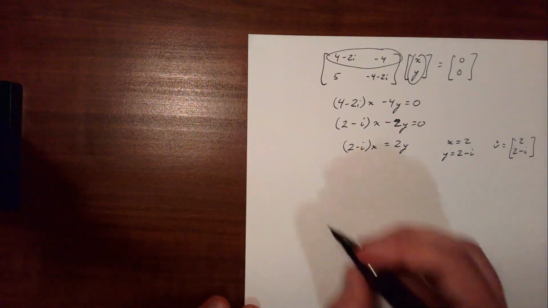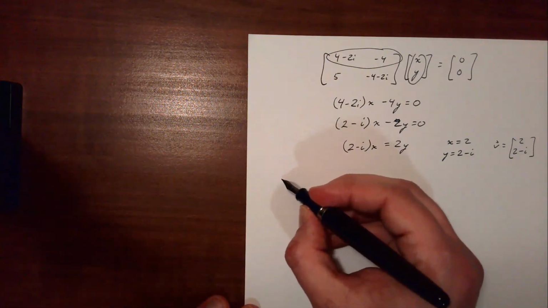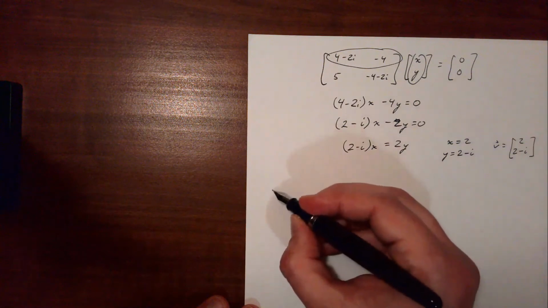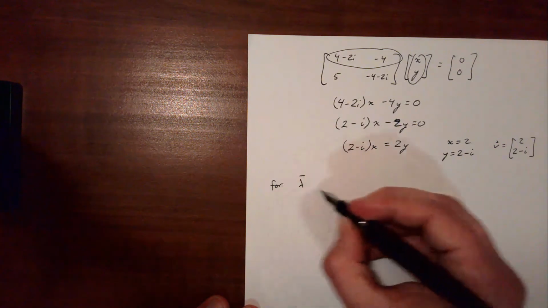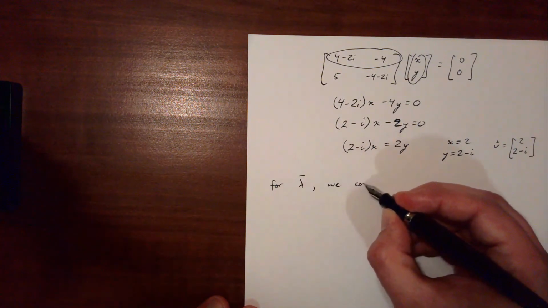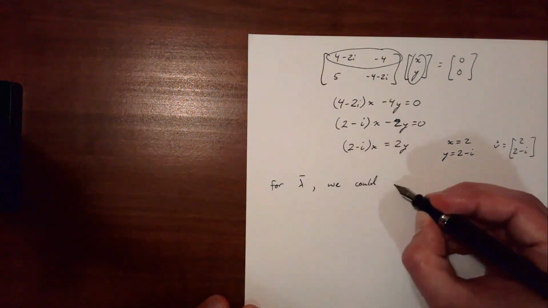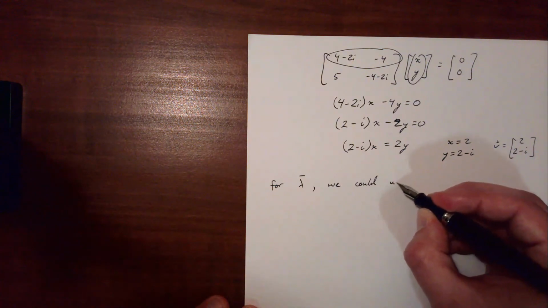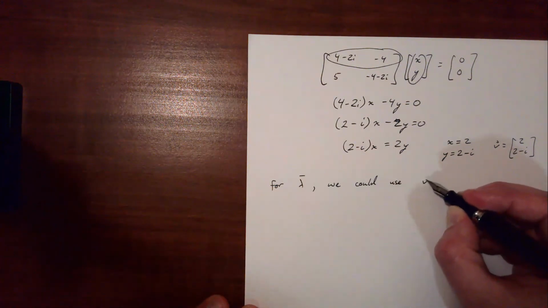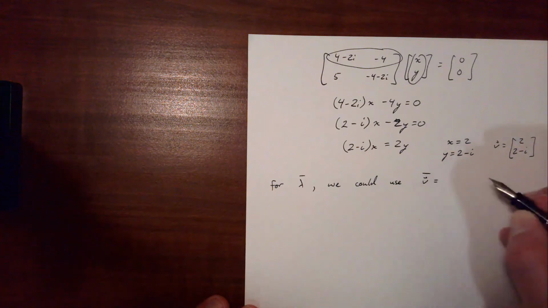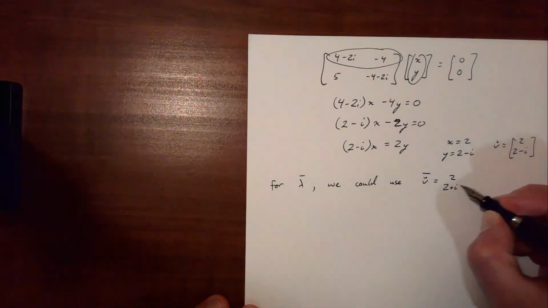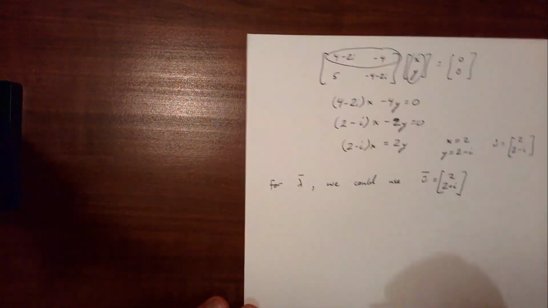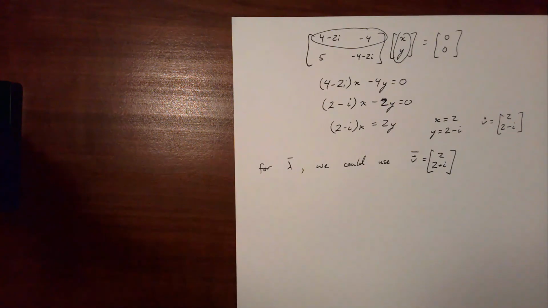Now, as a note, this is one eigenvector. For the conjugate, we could use just the conjugate of our v. So that would be (2, 2 plus i). Just wherever you have an imaginary term, it just goes from negative to positive or positive to negative.